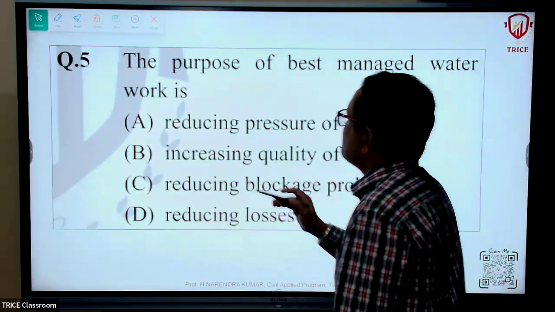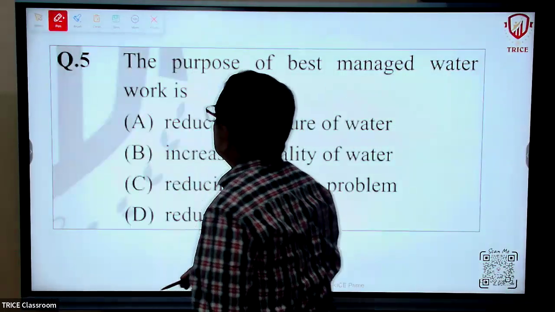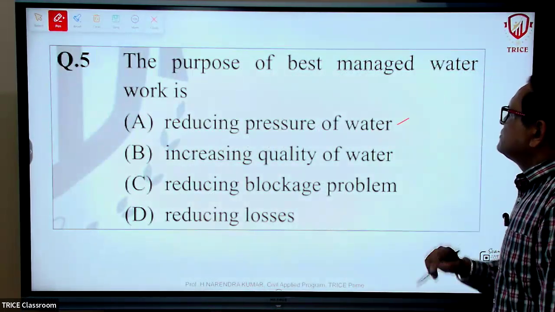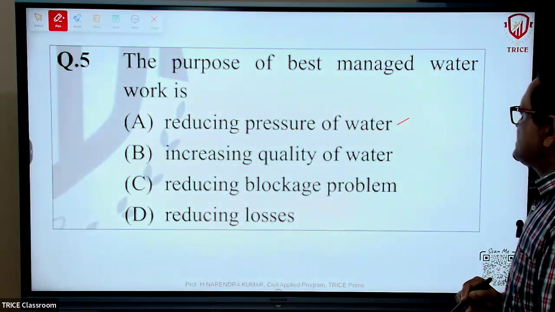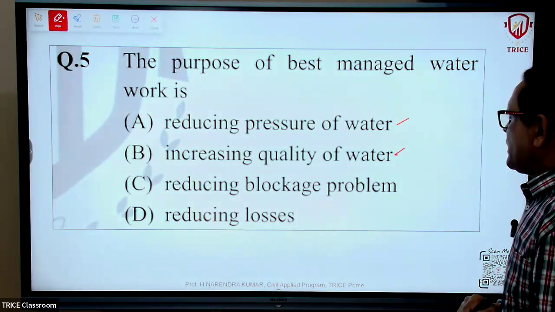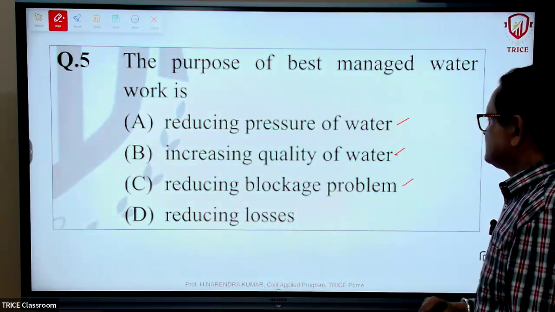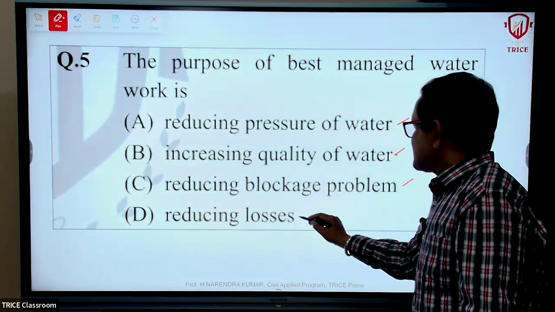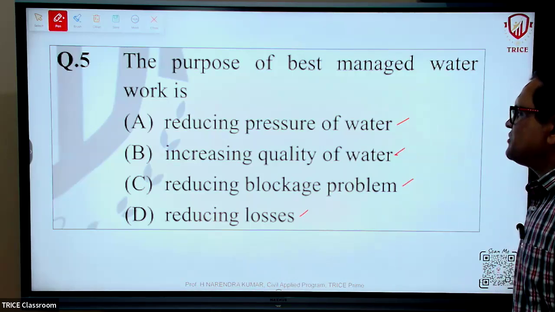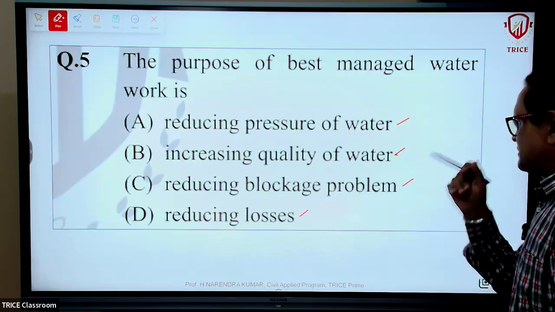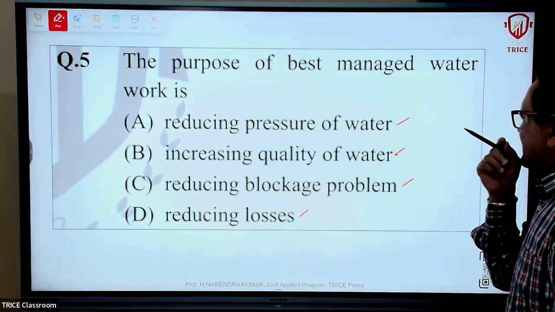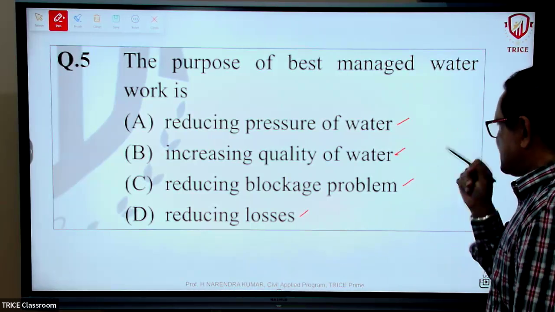The purpose of best managed water works. What is the purpose of best managed water works? Reducing pressure of water. Is it the purpose? Increasing quality of water. Reducing blockage problem. Reducing losses. This is, I feel, actually one of the best questions I come across, because it looks like there are different answers.